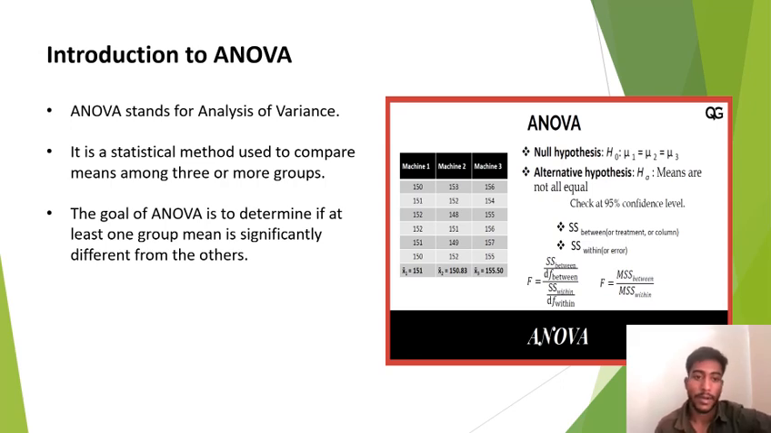First of all, it is the introduction of ANOVA. ANOVA basically stands for analysis of variance. It is a statistical method used to compare means among three or more groups. The goal of ANOVA is to determine if at least one group mean is significantly different from the others. As you can see in the image, this is the formula and all.